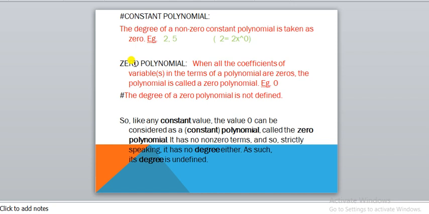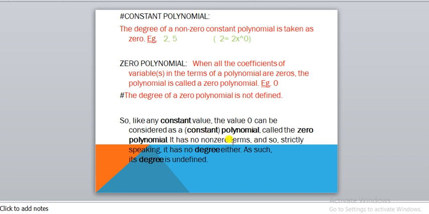0. Now the 0 polynomial. When all the coefficients of the variable in the terms of a polynomial are 0, then the polynomial is called a 0 polynomial. For example, 0. The degree of a 0 polynomial is not defined. Like any constant value, the value 0 can be considered as a constant, called the 0 polynomial.